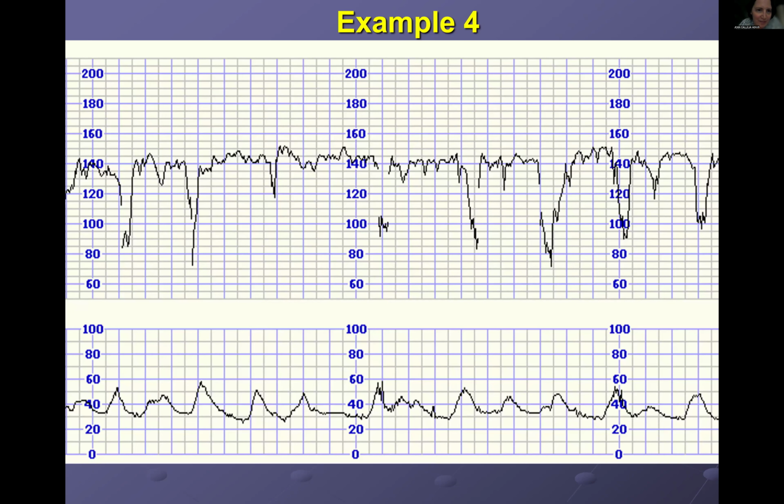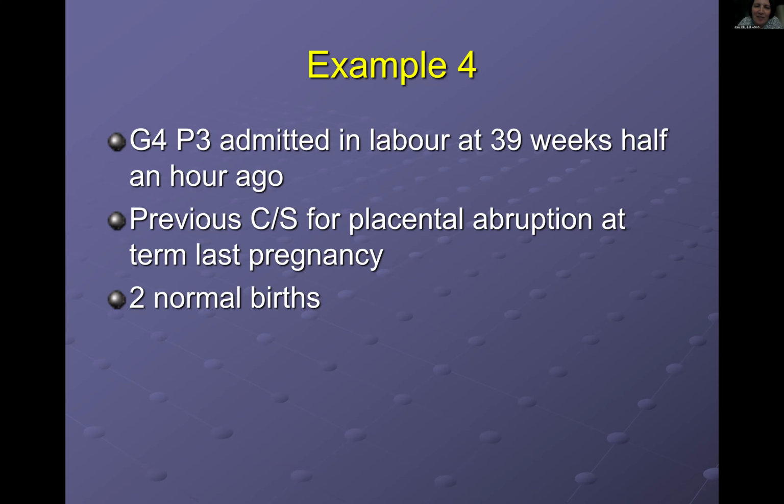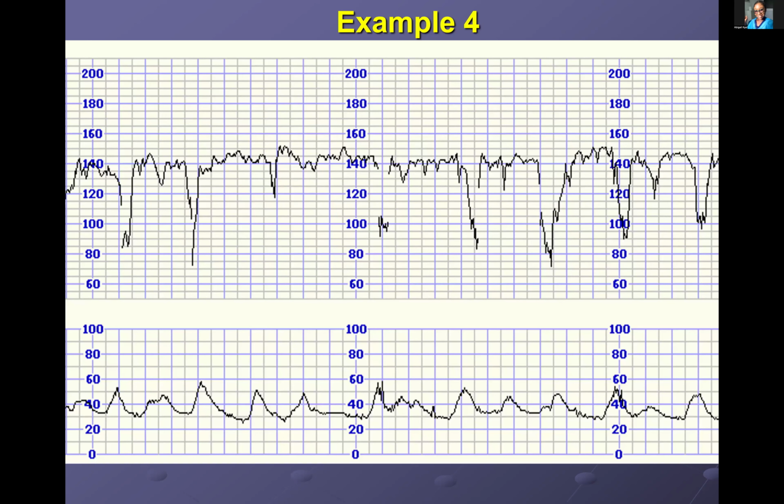So this is her trace. Let's start assessing the situation. So DDR, the determined risk. Looking at her history, where does she stand? Is she low risk or high risk? She has a previous CS. Exactly, very good. So she has a scar. So yes, she is high risk. So that was determined risk.